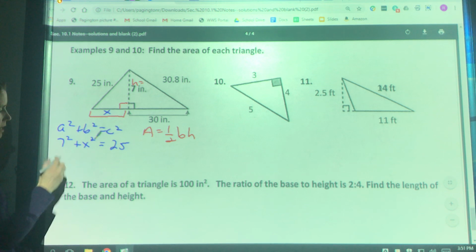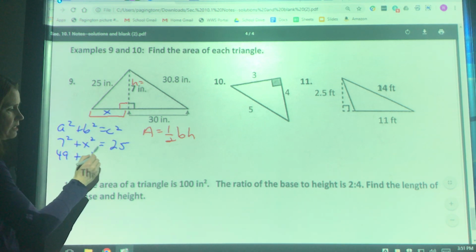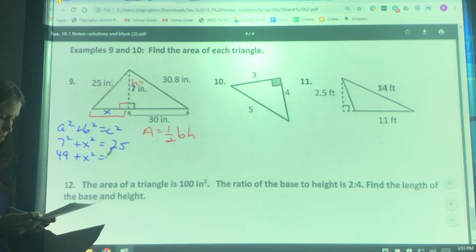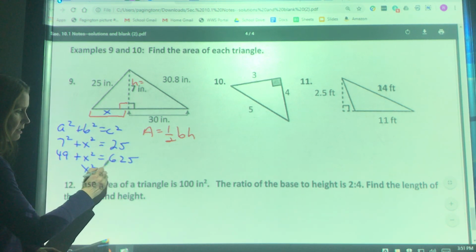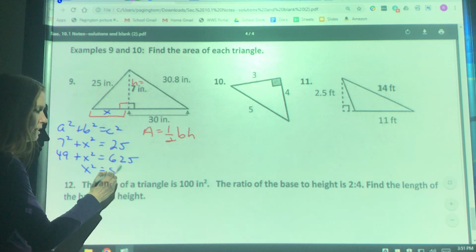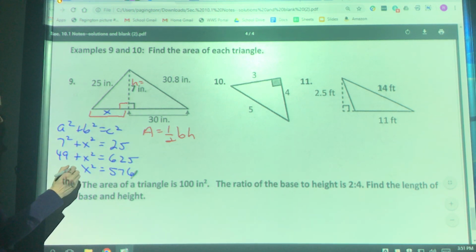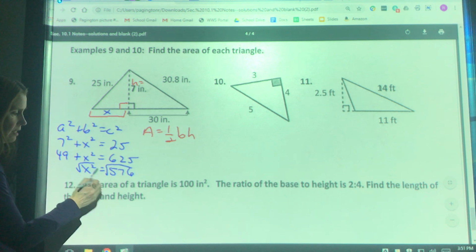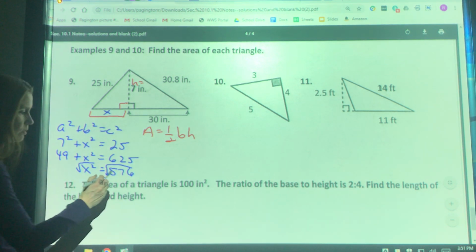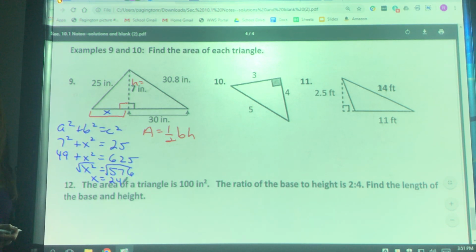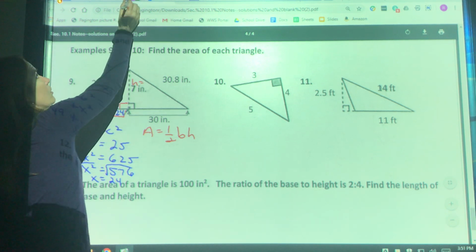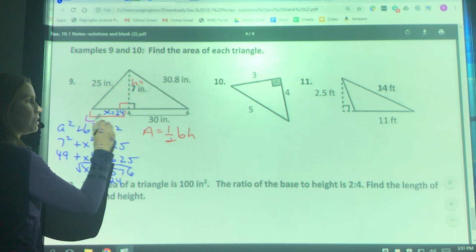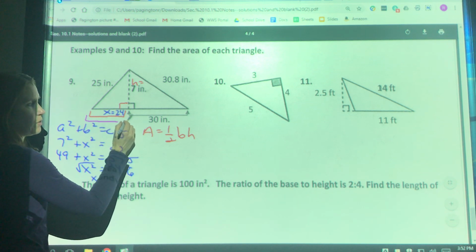Okay, if I solve for that, I've got 49 plus x squared is equal to 625. If I subtract 49 from both sides, then I end up with 576. And if I take the square root of each side, I end up with x is equal to 24. All right, so that gives me this length right here. Squeeze that in. So from there, I can figure out what this whole thing is. 30 plus 24 is 54.